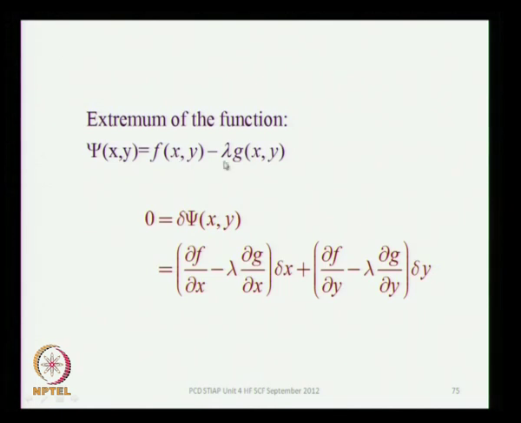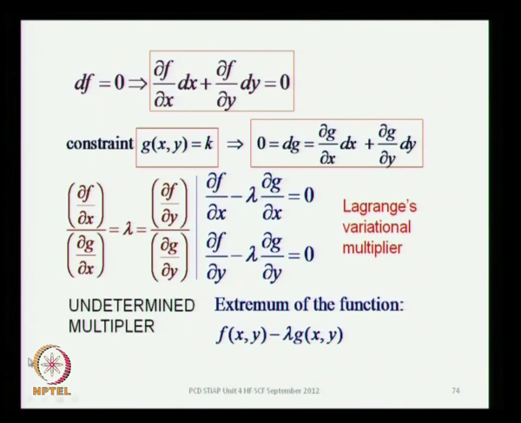If you were to seek an extremum of this function, it is very easy to see, we will do it. You have this f minus lambda g function, and the condition for the extremum of this function is that a variation in this function must vanish, and a variation in this function will be del f by del x minus lambda del g by del x times the increment delta x. And if this is to vanish for arbitrary increments delta x and delta y, then the condition that you get is precisely this, that del f by del x minus lambda del g by del x must vanish, which is what we had over here. Del f by del x minus lambda del g by del x equal to 0, and del f by del y minus lambda del g by del y equal to 0.